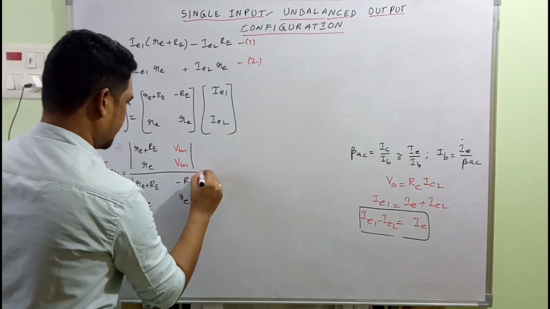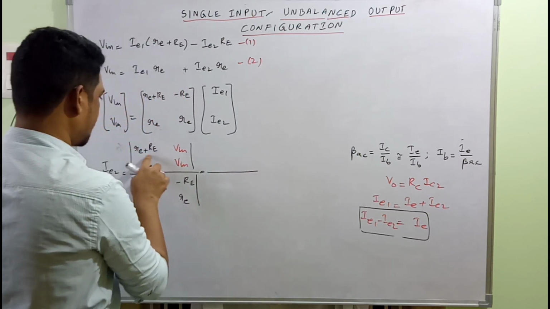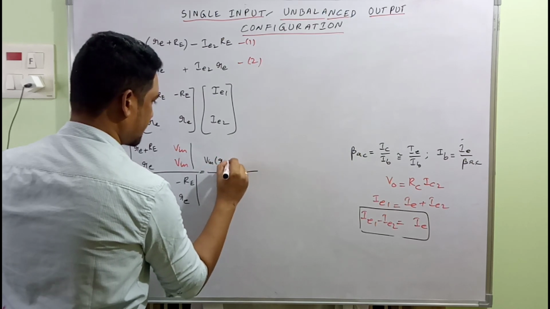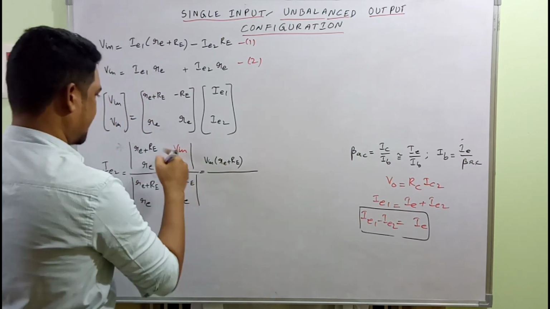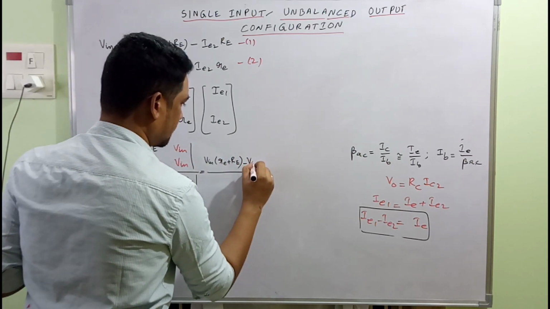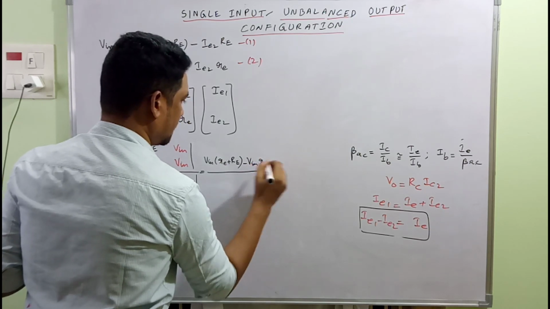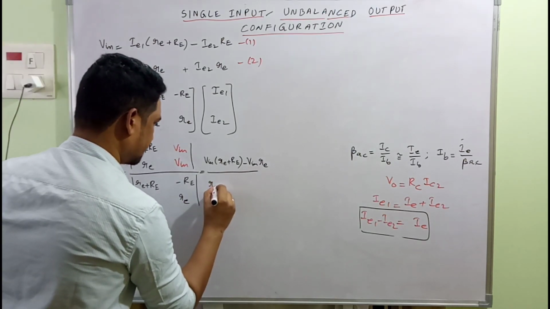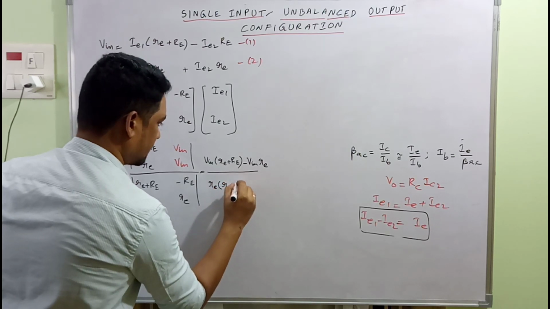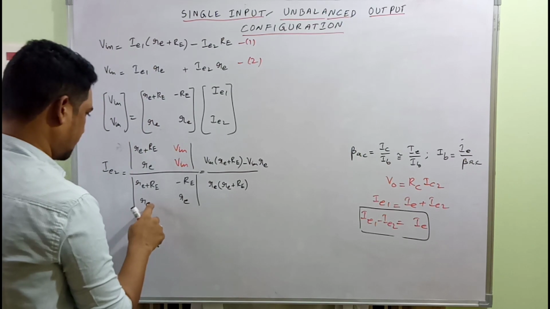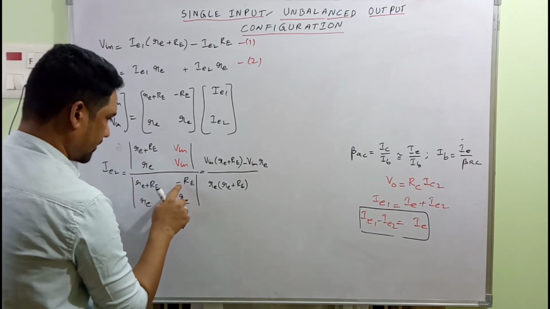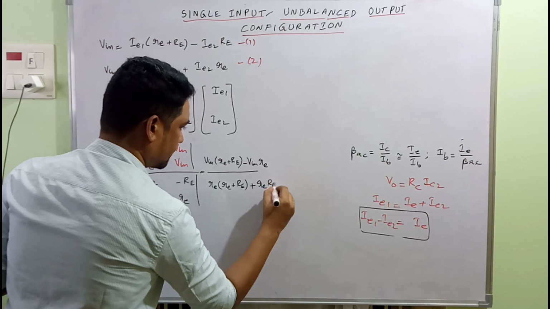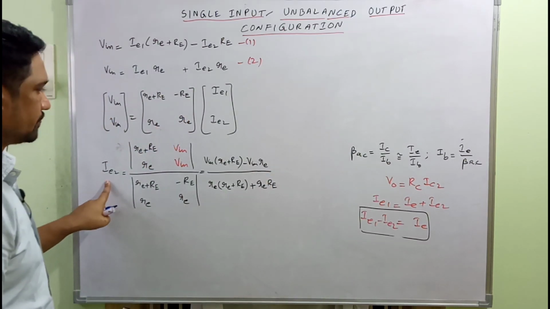So simplifying this one, what do we have? In the numerator, this into this, in the sense V in into RE plus RE, minus this into this, right? So minus V in into RE. And in the denominator, this into this, in the sense RE into RE plus RE, and this into this minus this into this. We already have a negative, so that will be plus RE into RE. This is our expression for IE2 here.